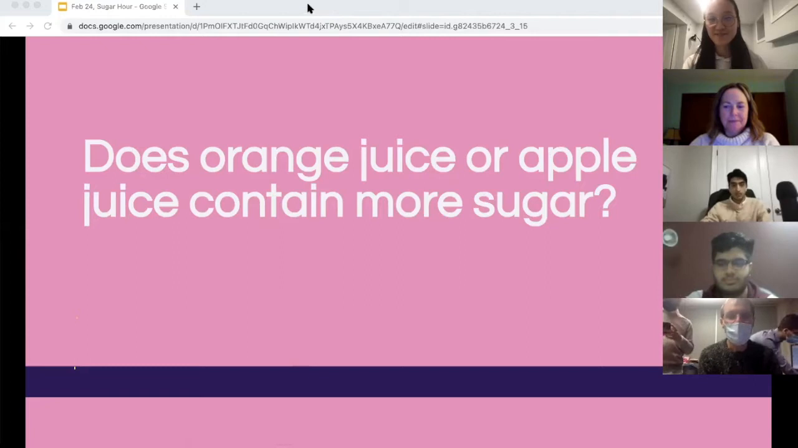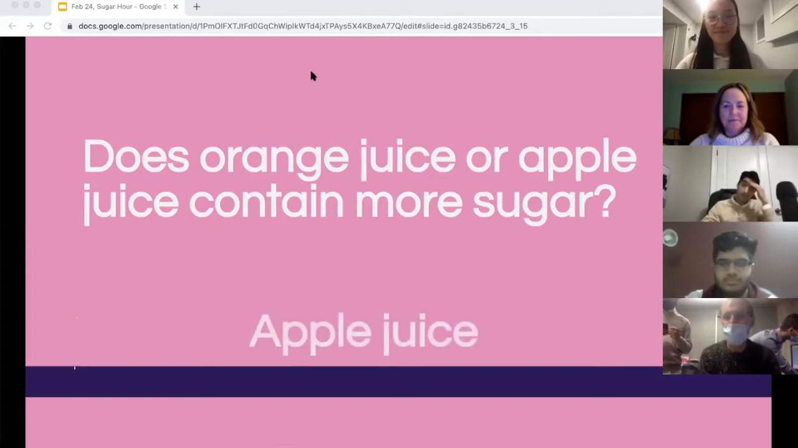Well, you know what? Turns out that apple juice has more sugar than any juice, and it has more sugar than Coke. And so basically liquid calories are bad, right? Tell us about that, Ginny.